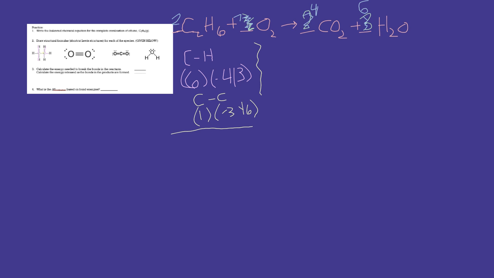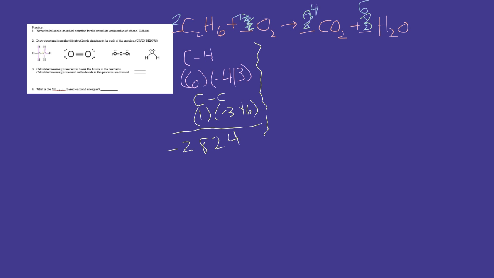So what we're going to do right now is add this entire thing together, because that will represent the entire molecule. What we have not taken into account yet is the coefficient out front. We'll do that at the end. So we have 6 times negative 413 plus 1 of the negative 346. And we get negative 2,824.